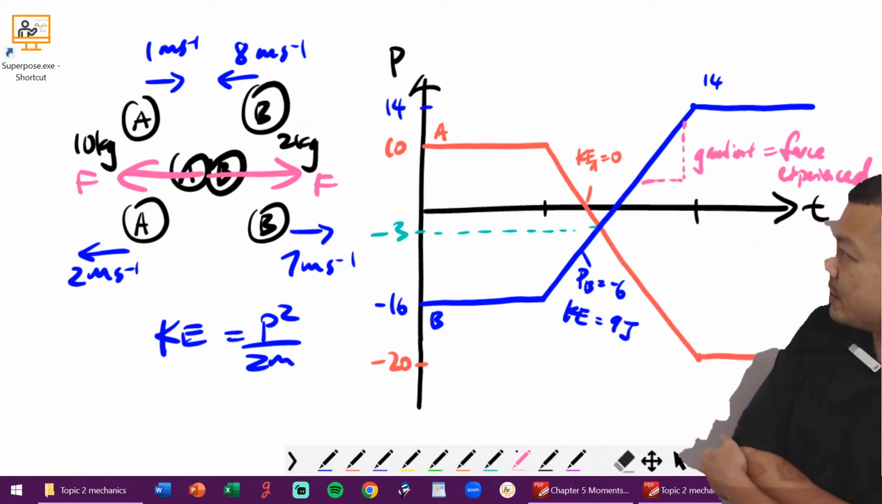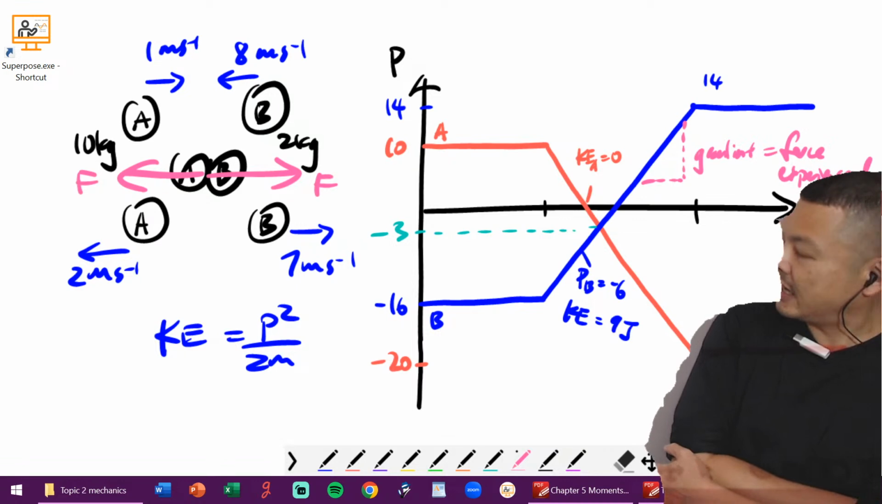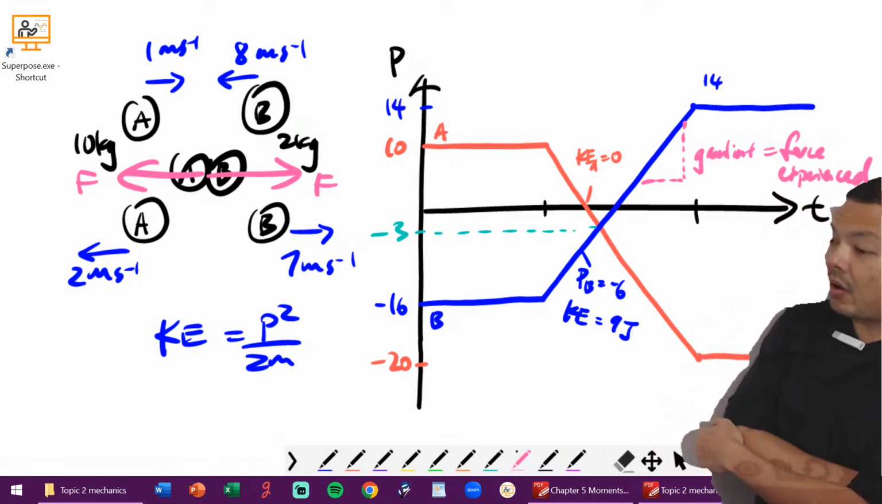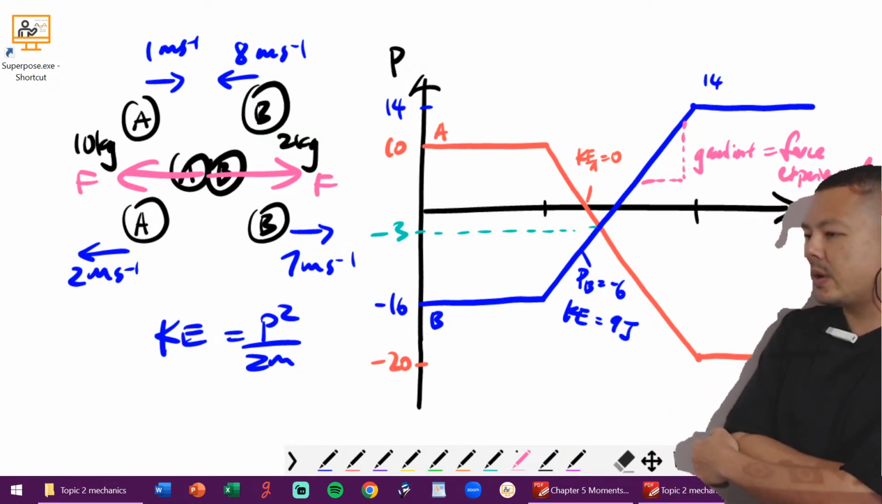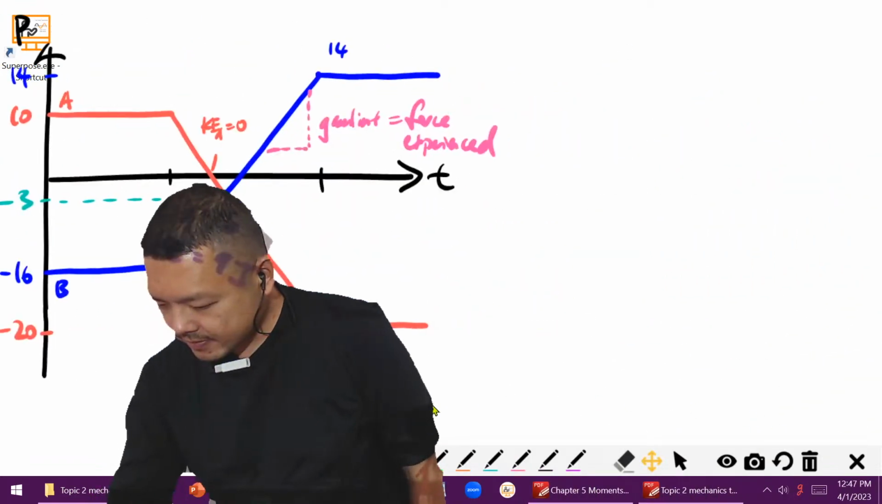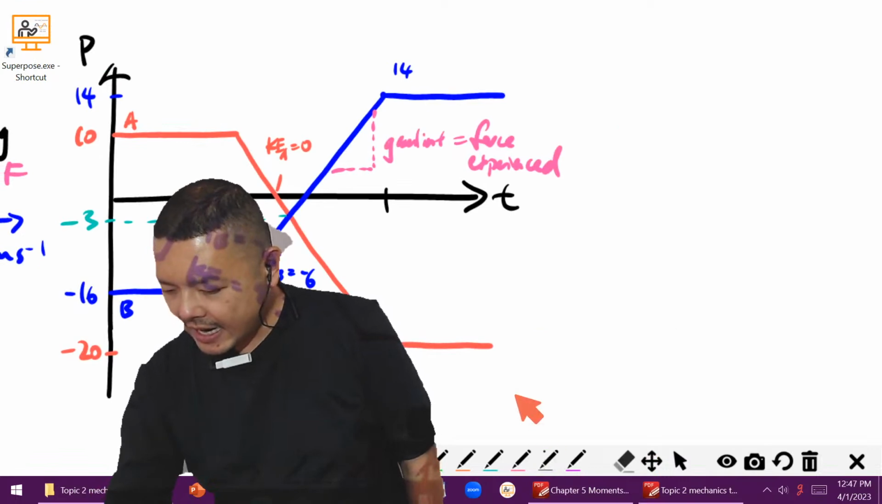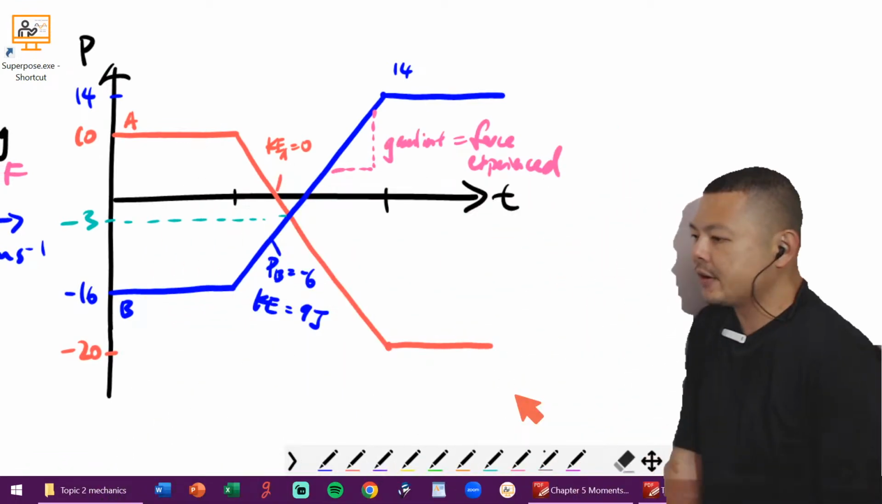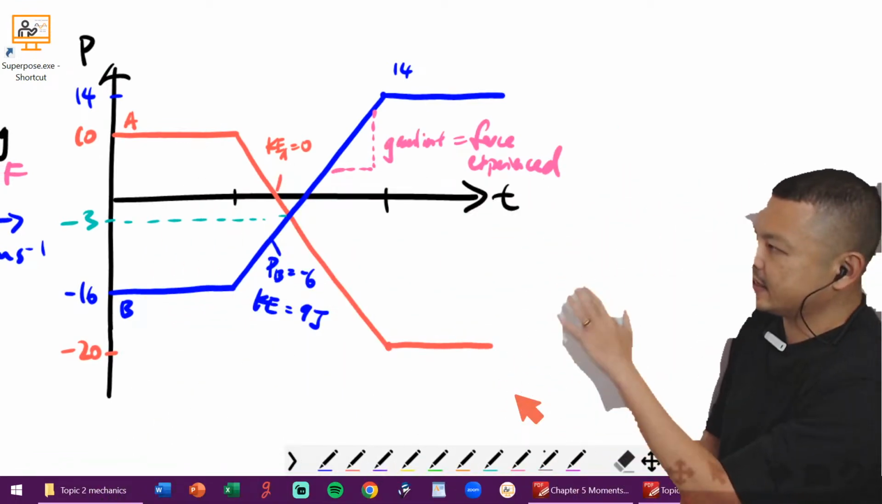Right. So this is how you analyze this graph, all the way to the end. Last question though. If I only simply give you the graph like this, without any idea what the masses are, are you able to tell whether this is an elastic or inelastic collision?